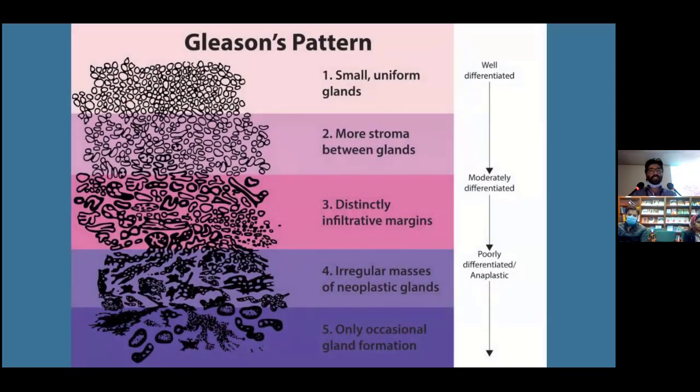So here you can see the arrangement of glands in this image. The uppermost is grade pattern 1. It has small uniform glands. Then comes involvement of stroma into the glands. The glands become dispersed. In pattern 3, there are distinctly infiltrative margins. In pattern 4, we have irregular masses of neoplastic glands, and in pattern 5, we can see no glands.